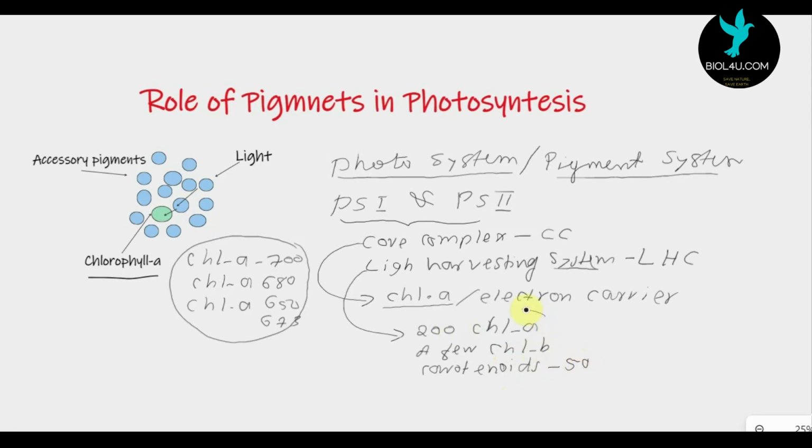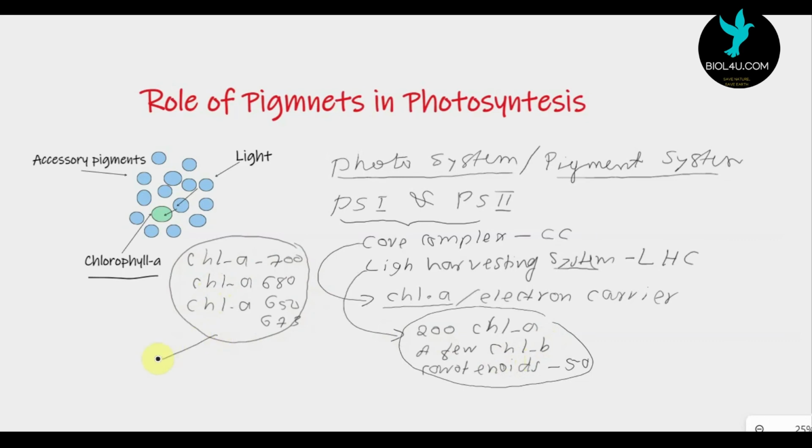So these together form the light harvesting system, both in pigment system 1 and pigment system 2. Both pigment system 1 and 2 have a core complex containing chlorophyll A and different electron carriers, and a light harvesting complex, LHC, that contains 200 chlorophyll A, a few chlorophyll B, and 50 carotenoids. So that together forms the light harvesting complex. Okay, chlorophyll A exists in different forms.